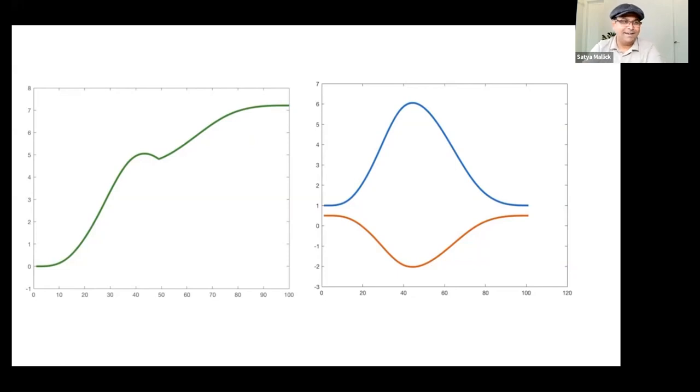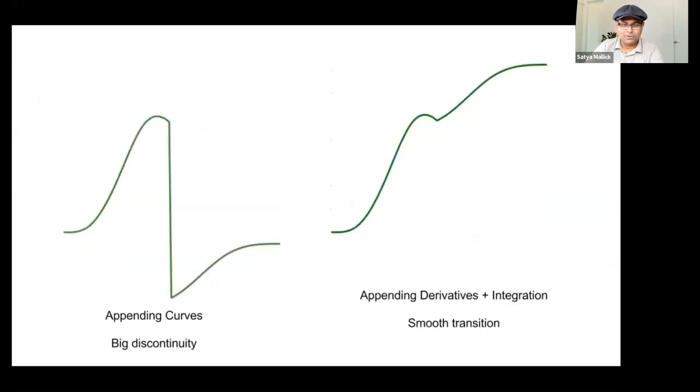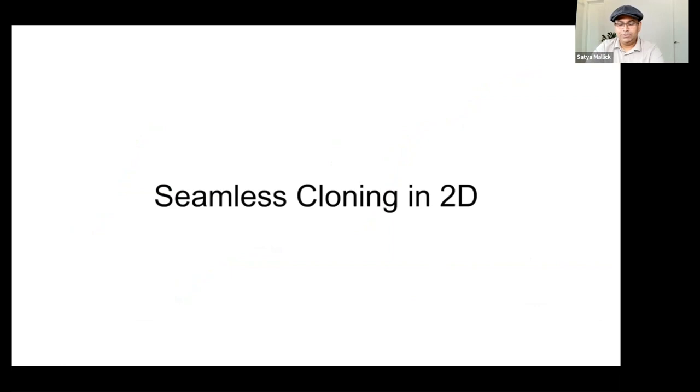So the idea, now when you extend this idea to 2D, it's the same idea. The 2D example also works in a very similar way. And this I'm just showing the original. When you do it in the intensity domain, you get this sharp discontinuity. But if you do the joining in the derivative domain followed by integration, you get this smooth transition.